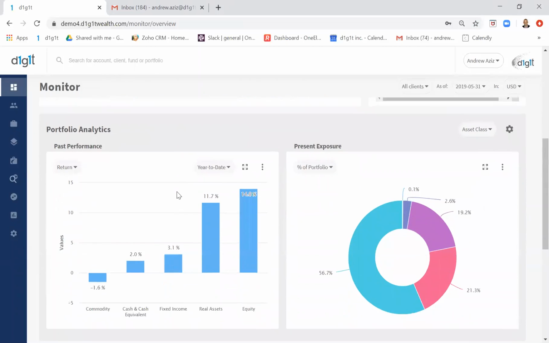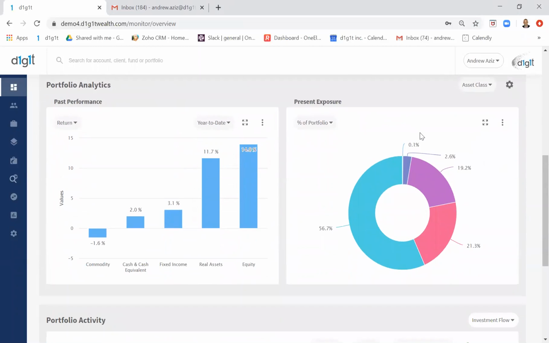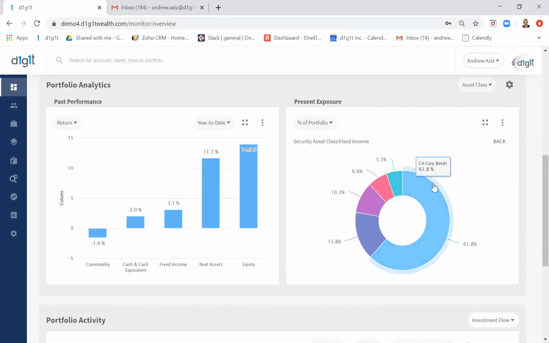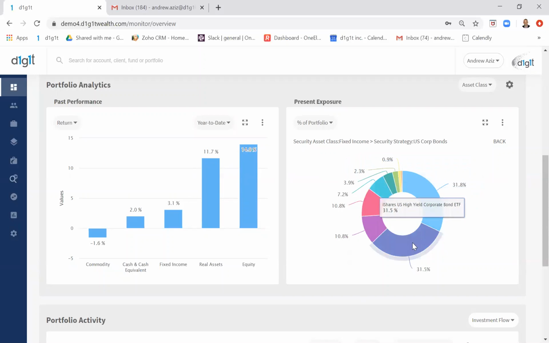Furthermore, if we scroll down and look at the panel to the right, we look at the breakdown of our AUM by asset class, 60% into equity, cash equivalents, and fixed income. And then we can drill down further and see which strategies are contributing the most, and into US corporate bonds, where we can see the allocation by individual title.